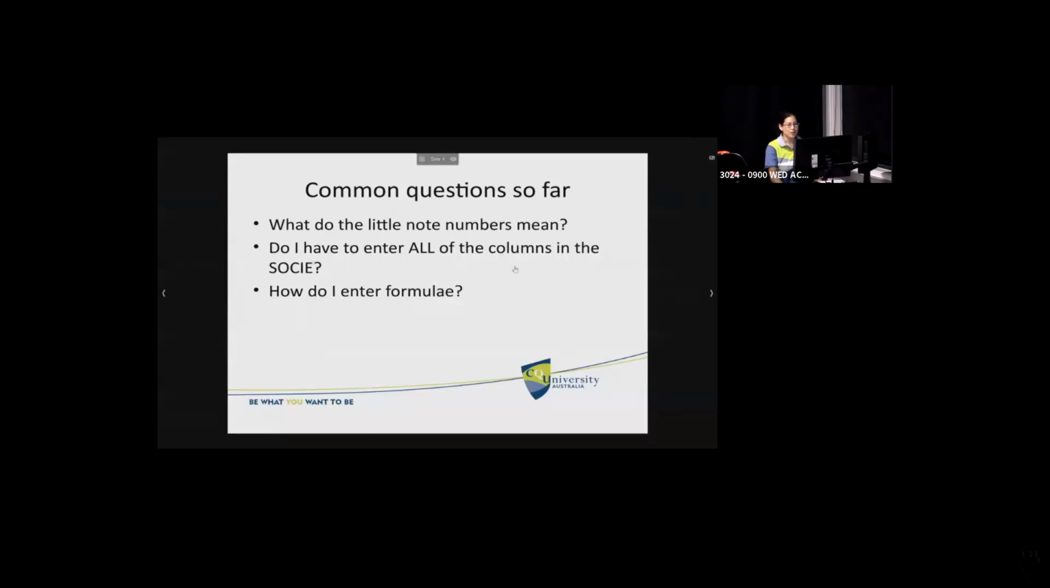Do I have to enter all of the columns in the statement of changes in equity? I haven't had this one for a while, but no, you don't. You just enter the total column.